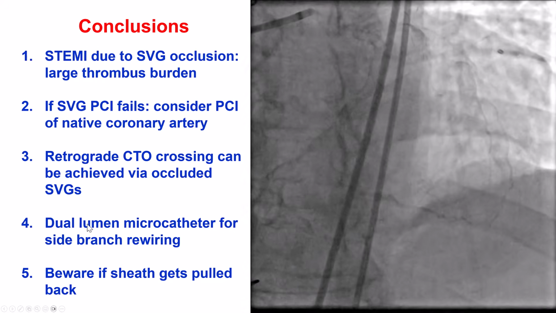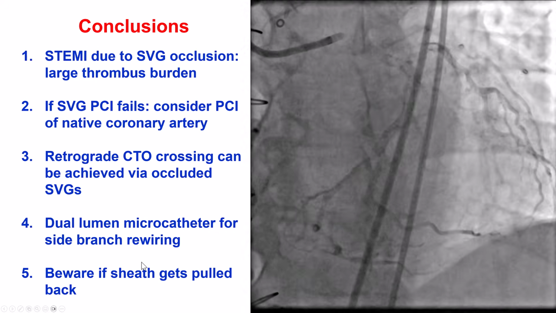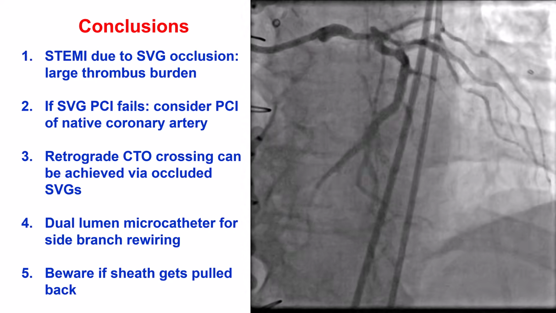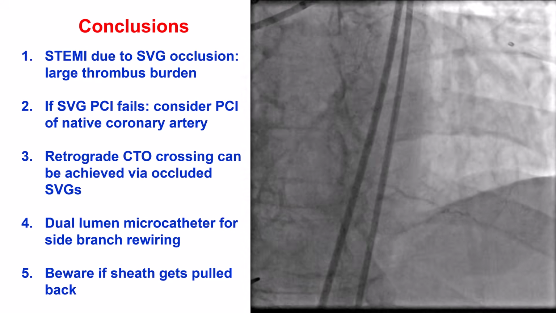We did use dual lumen microcatheters for rewiring the side branches, and then at the end we had this issue with the sheath coming back, being essentially halfway in, halfway out, and that can be an issue, but fortunately there was no hematoma and good hemostasis was achieved.